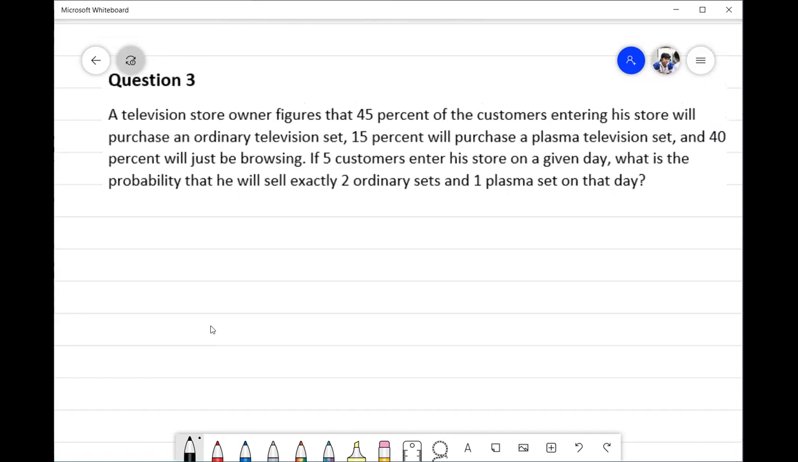I'll give you guys 10 seconds to read this. So I'm reading the question as well. I'm noting down all the information that's relevant to me.